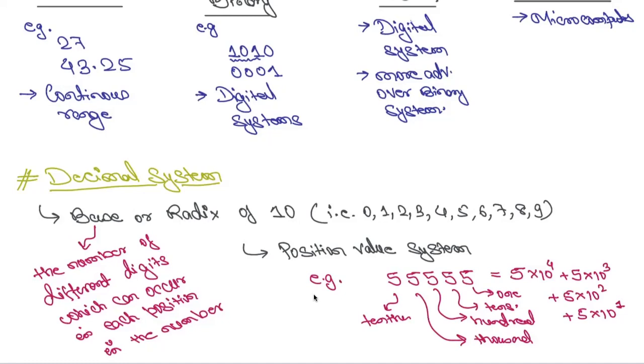Is that all, or will there be something more? Plus 5 into 10 to power 0. It should end at 0 also, right? So it is a position value system, right? This question can also come, not about the decimal system, they may ask about the binary system, or they can say the inputs that we use in the NAND gates are basically a position value system. They can ask the question in that way, right?